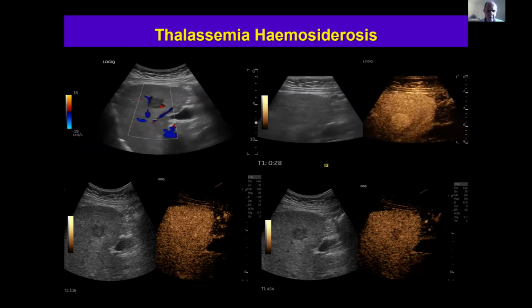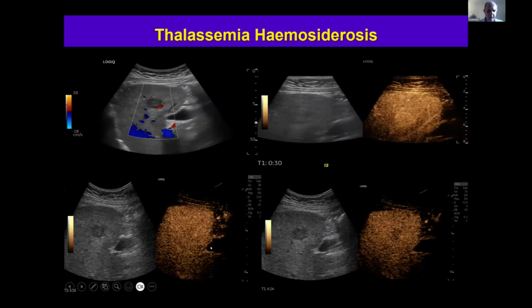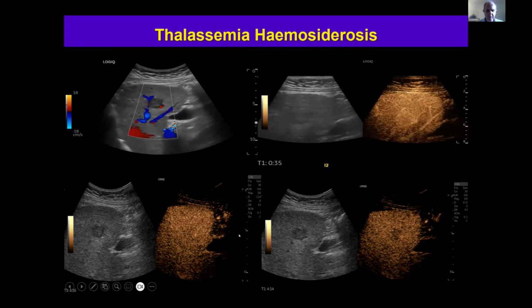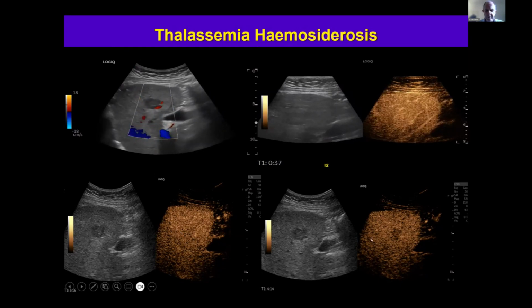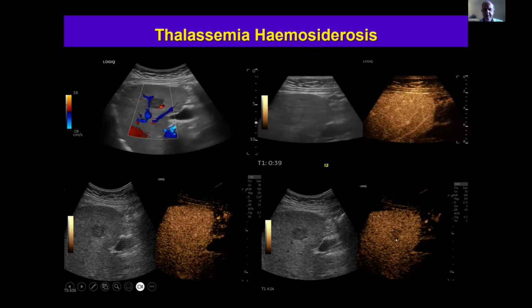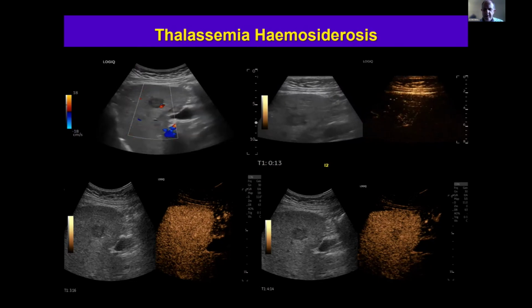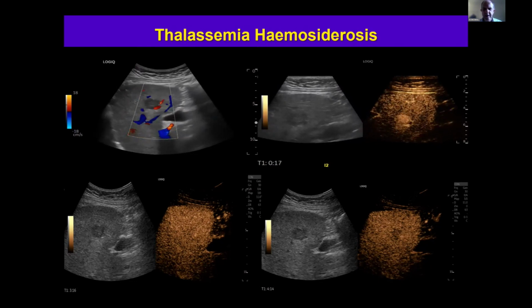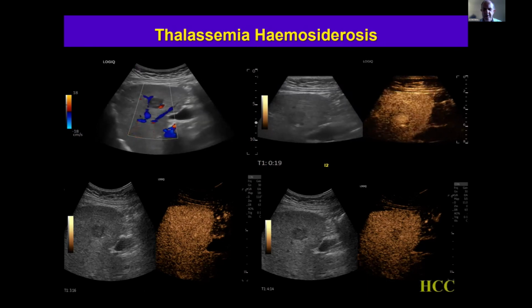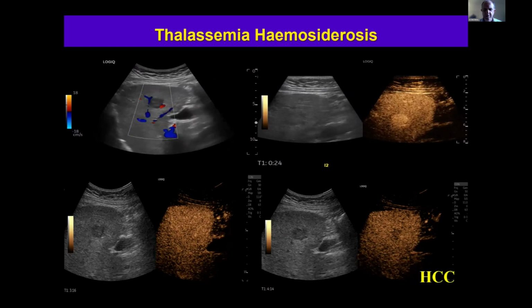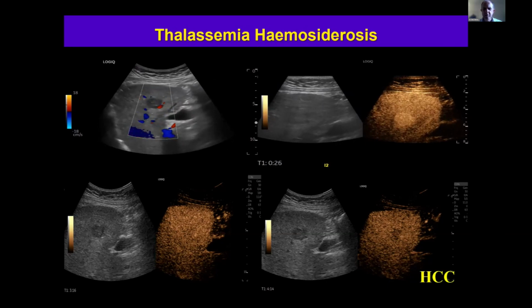Now, look what happens in the late phase. So at 3 minutes, it's still not washed out. But as we wait a bit longer, at over 4 minutes, it's now washing out. So this is an HCC. So it's a classic example of the later washout on HCC compared to metastases. So you need to scan for longer, sometimes up to 6 or 7 minutes, to make sure it doesn't wash out.